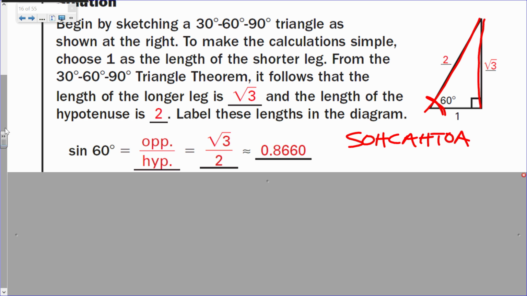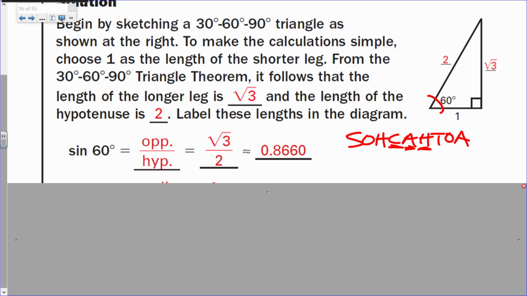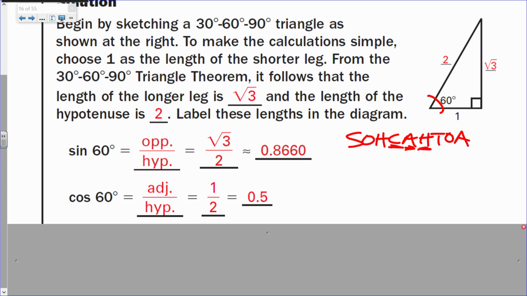Moving right along. How about the cosine? Cosine is adjacent over hypotenuse. So let's see, what side is adjacent to 60 here? Can anybody tell me what side is adjacent to 60? Here's 60. What side is touching 60? That's not the hypotenuse. 1. So look at it. And then the hypotenuse is 2. So it's 1 over 2. Thank you, Gagos. Adjacent over hypotenuse. 1 divided by 2, 0.5.